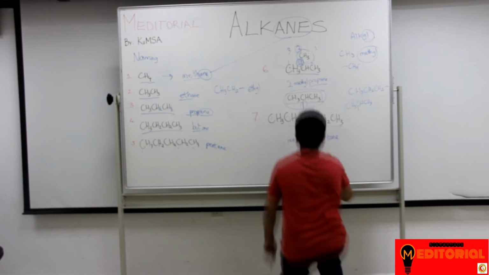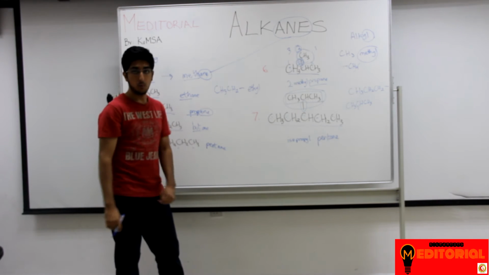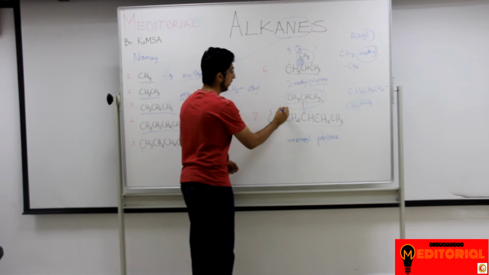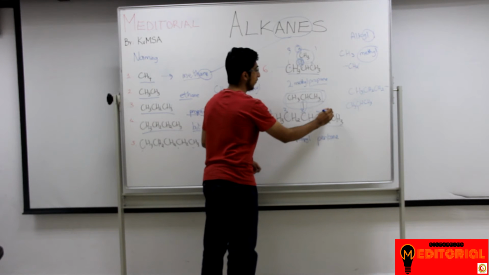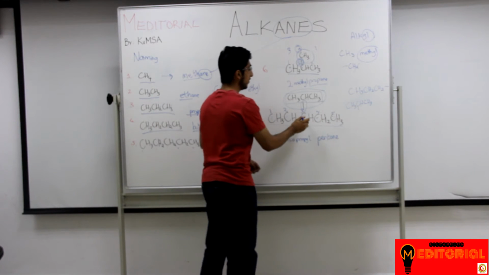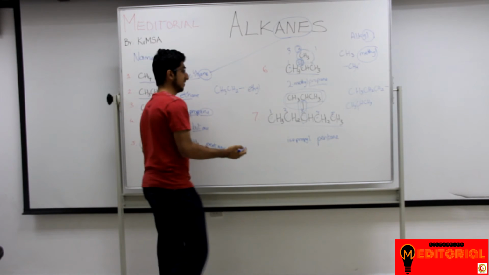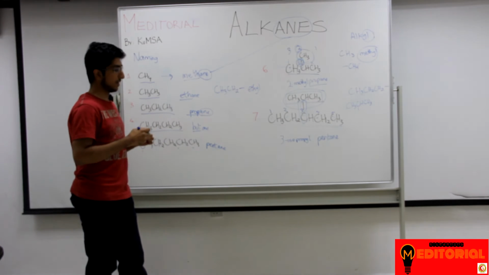Isopropyl. So I have isopropyl pentane, but remember, we have to mention which position carbon it is at. So this is carbon number 1, this is carbon number 2, this is carbon number 3, this is carbon number 4, this is carbon number 5. So number 3 is where the isopropyl is at. So this will be 3-isopropyl pentane.